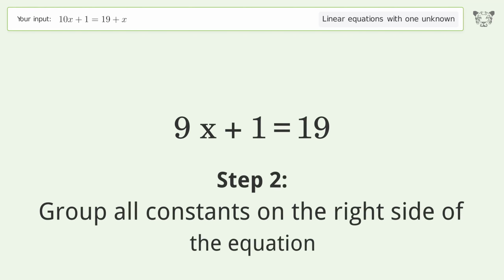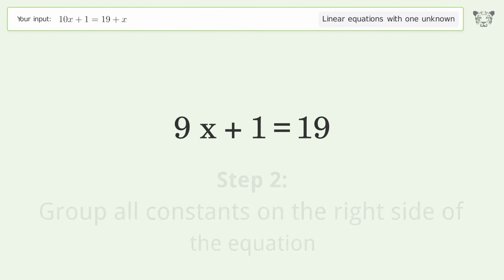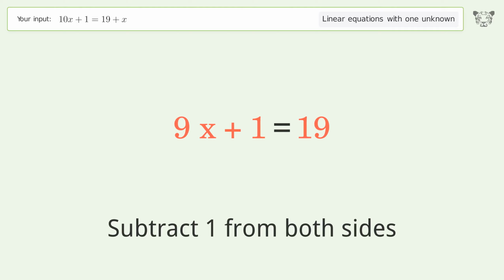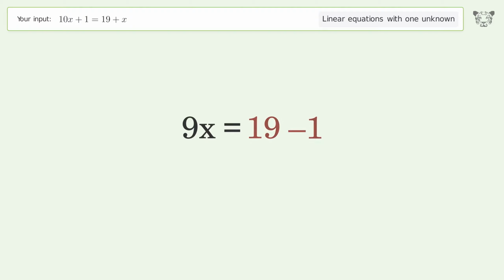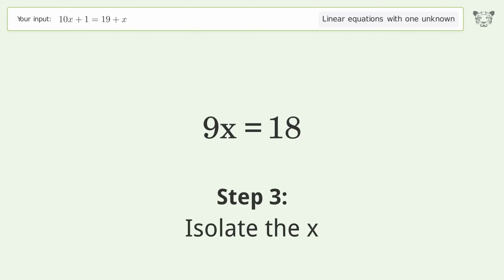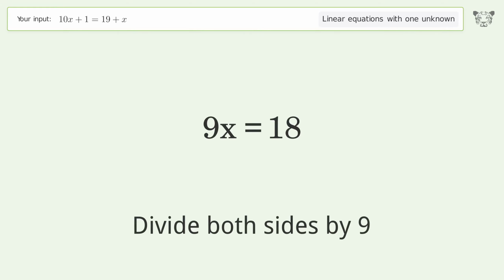Group all constants on the right side of the equation. Subtract 1 from both sides. Simplify the arithmetic. Isolate the x. Divide both sides by 9.